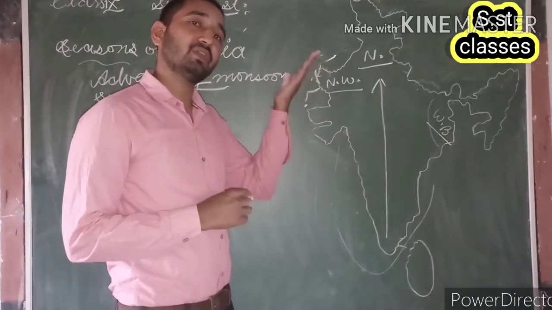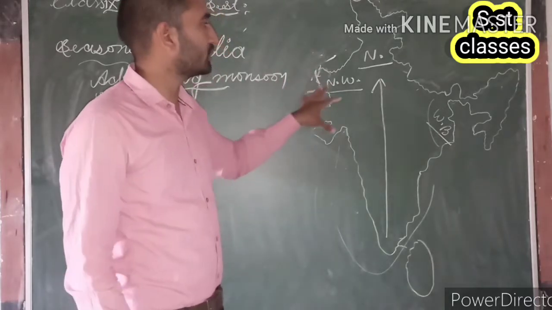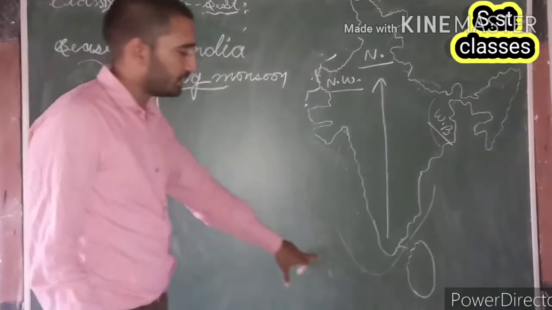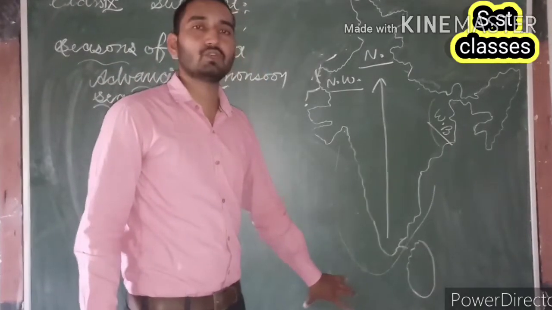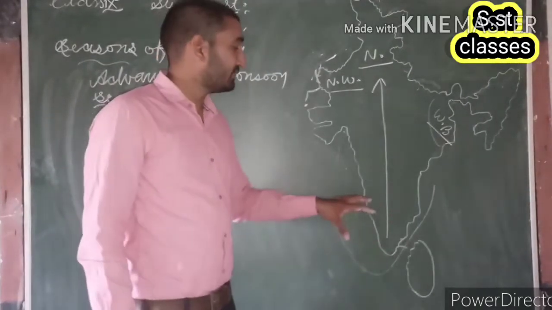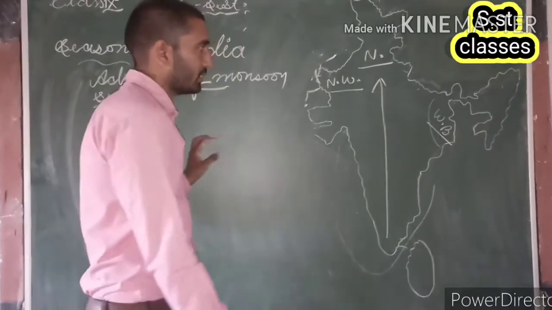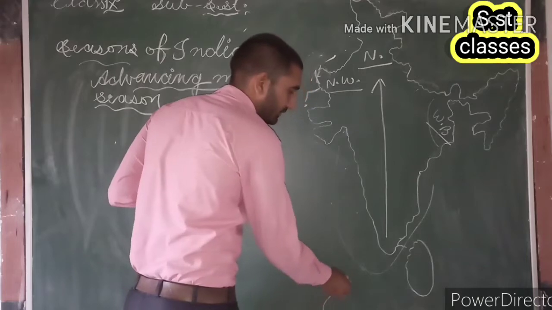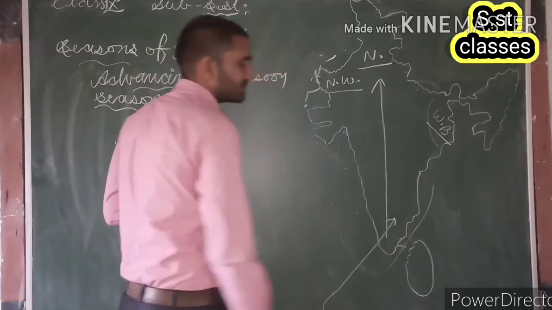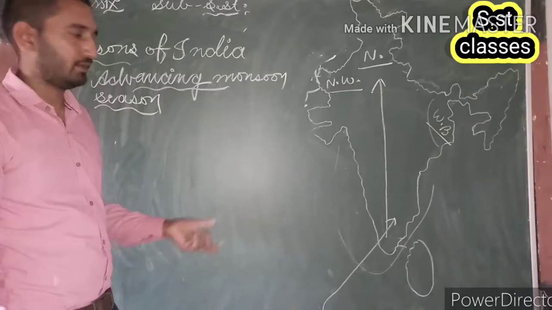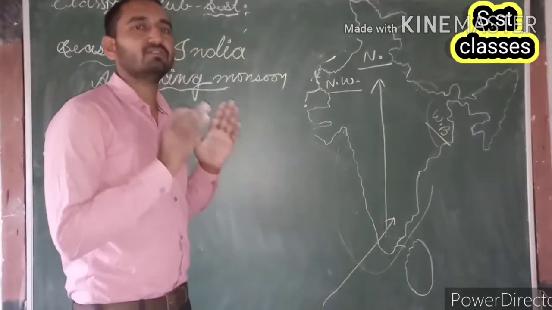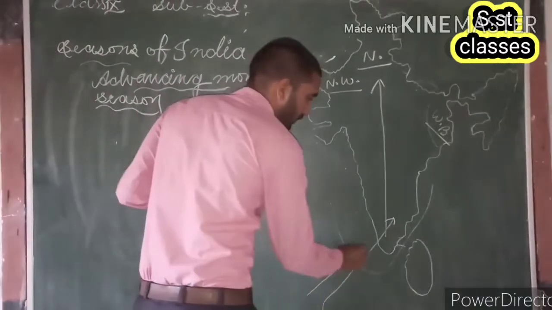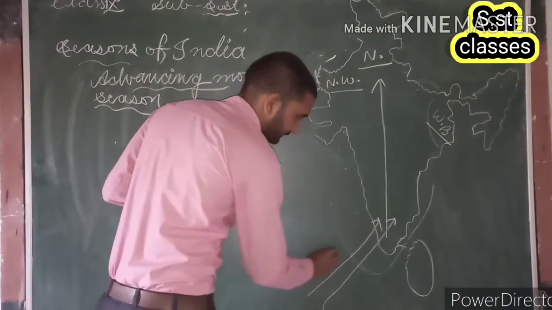High temperature creates low pressure in the northwestern part of the country, and on the other hand, in the southern Indian Ocean, we find high pressure, and in this way the winds start to blow from the Indian Ocean towards the Indian land. They blow in a southwesterly direction, and finally enter India from the southern part.